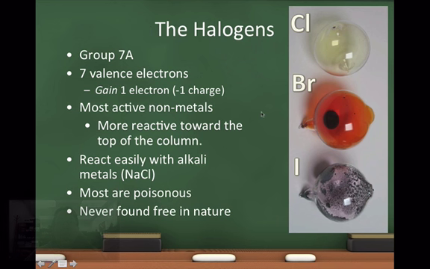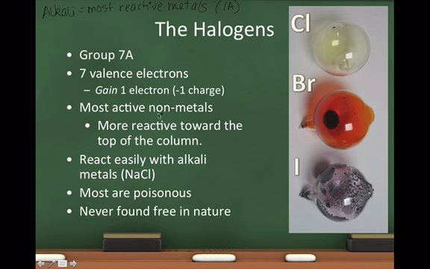The halogens are over there in the non-metal area of the periodic table. They're in group 7A. They have 7 valence electrons, so they want to pick up 1 more, which means they form a -1 charge. They are the most active non-metals. So the alkali metals, they were the most reactive of the metal families over there in 1A.